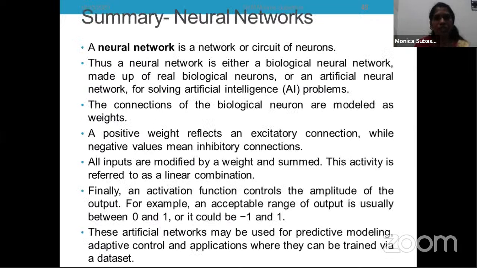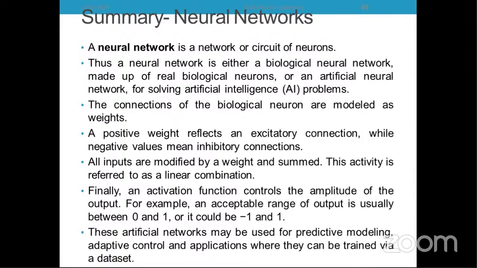So right now, we just discussed the neural network. We replicated a human brain, and we have designed an artificial neural network which will solve many classification problems with the help of positive weights and negative weights. And finally, we are applying an activation function to declare the output. This is the summary of the neural networks, whatever we have discussed till now.